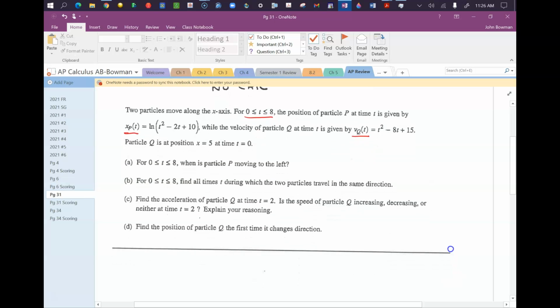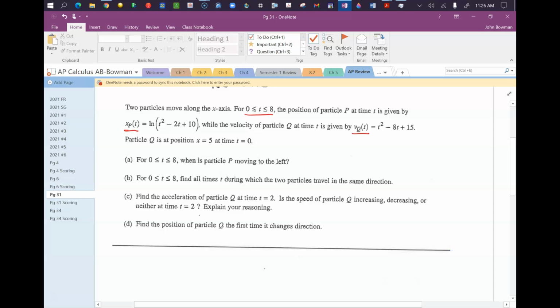So part A asks, for time from 0 to 8 inclusive, when is particle P moving left? A reminder that particles are moving in the negative direction, which is left or down, when the velocity is negative, and moving in the positive direction, which is up or right, when the velocity is positive.